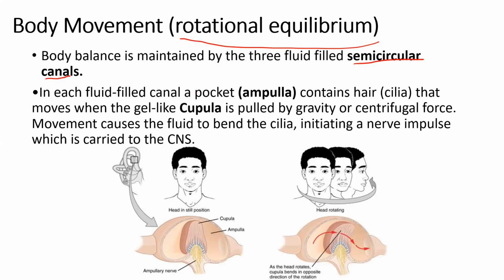So each fluid-filled canal or ampulla contains hairs, cilia, that move when a gel-like cupula is pulled by gravity or centrifugal force. Movement causes the fluid to bend the cilia, initiating a nerve pulse sent to your brain. In which area? The cerebellum, right? That would be part of it, coordinating with the cerebellum.